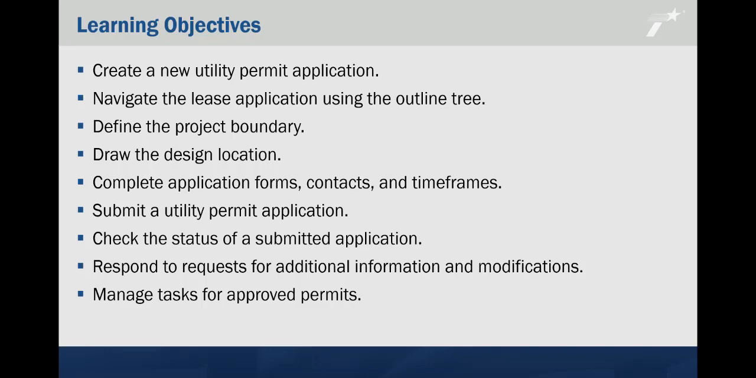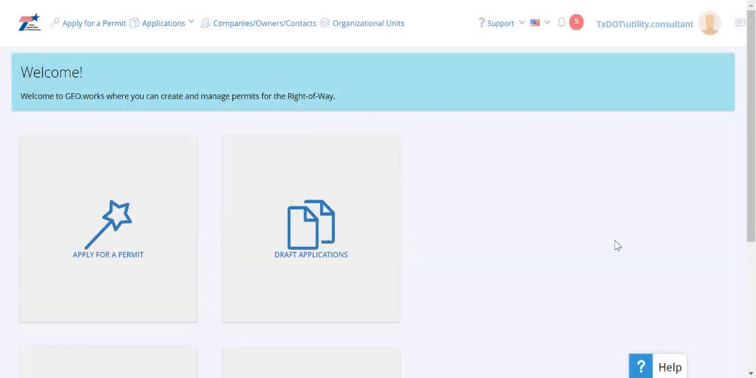Let's go ahead and dive into RULIS. Most of our time today is going to be focused on the application itself, in the system. This is the home page of the RULIS Utility Permits module. There are some other modules of RULIS that may look a little different. We're focused just today on the utility permits piece.